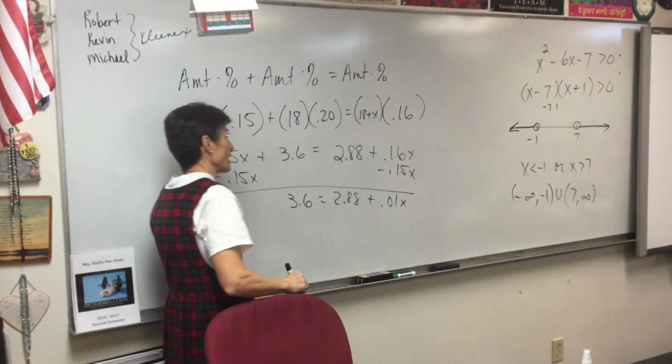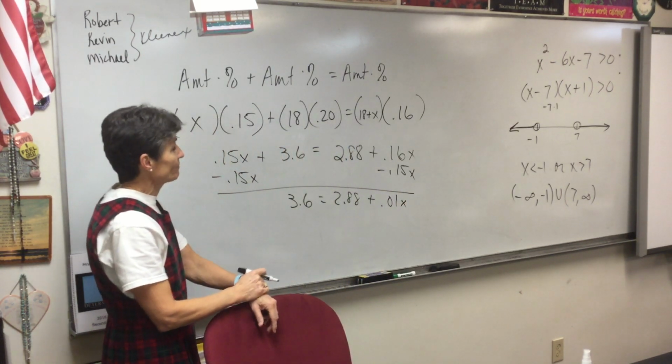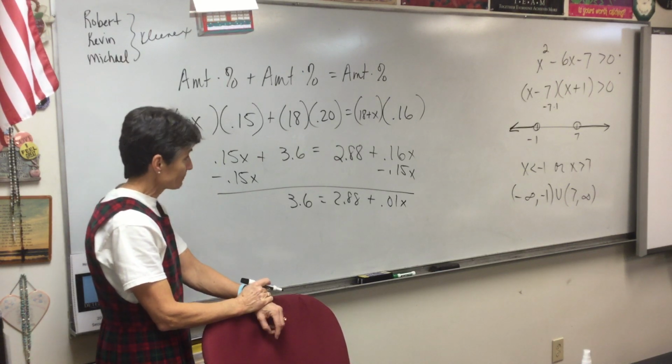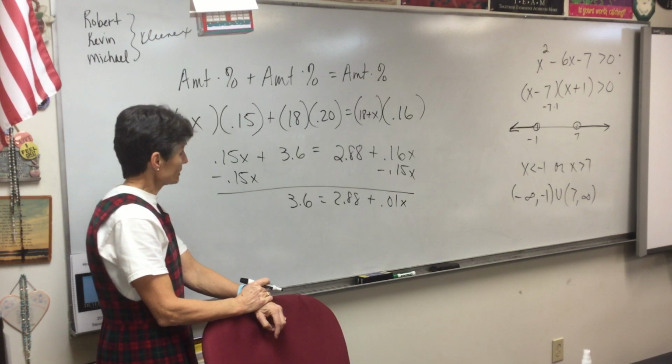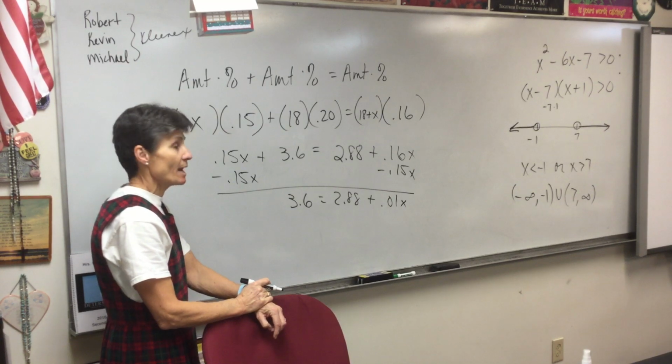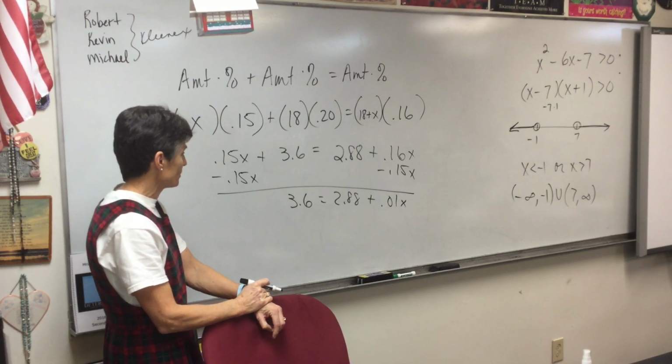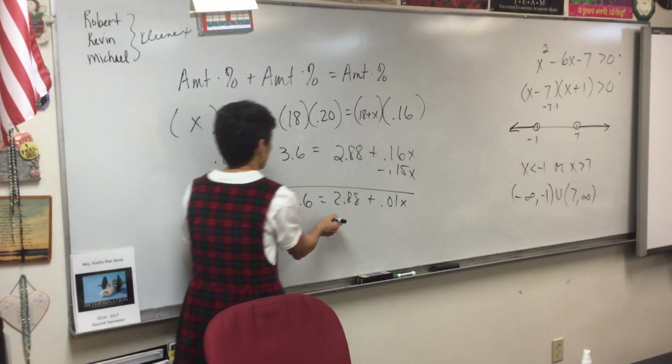Make sure when you subtract 0.16 minus 0.15, you get 0.01. Remember, you're going to have a calculator on this problem, so feel free to put anything in your calculator that might help you. Now I'm going to subtract this.